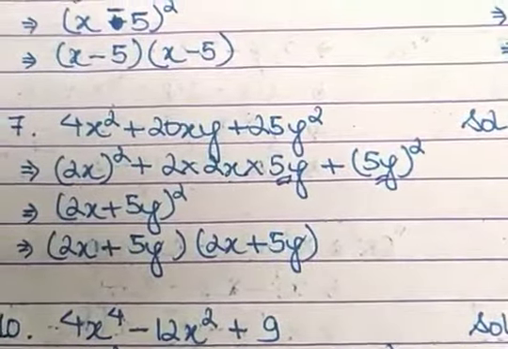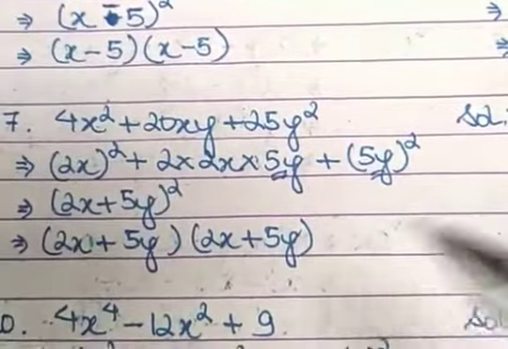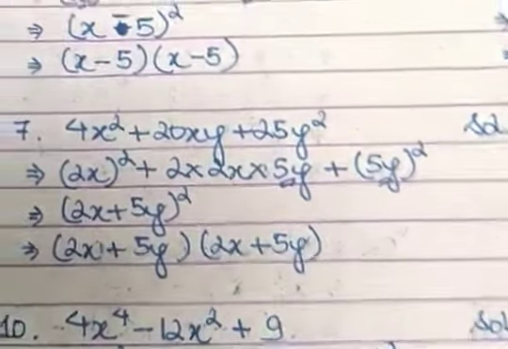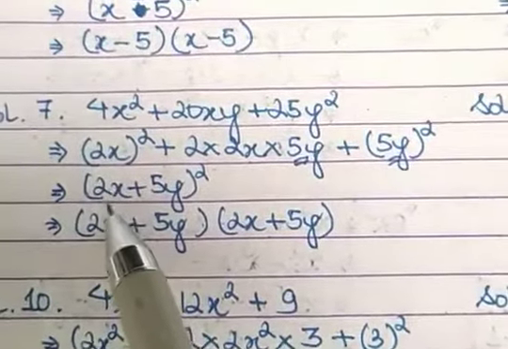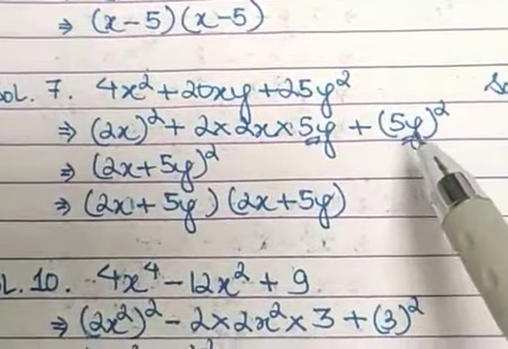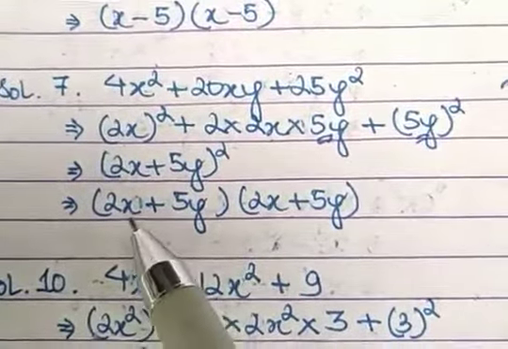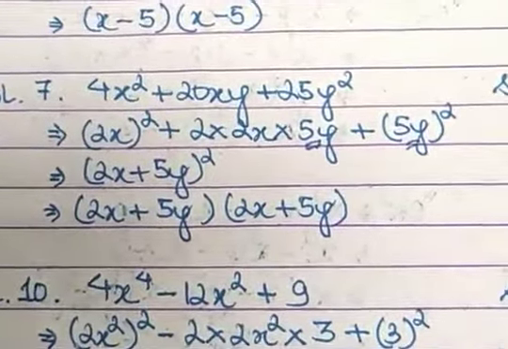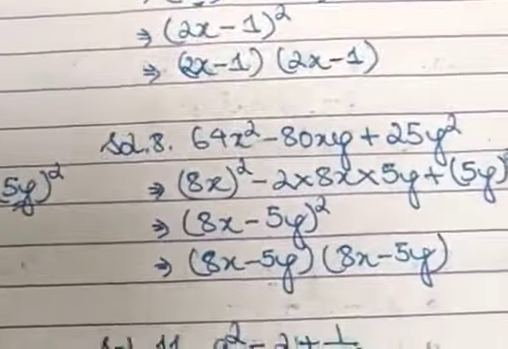It's just that we have expressed the terms in terms of a and b in the expansion of a plus b whole square or a minus b whole square. In this one, it is a plus b whole square. In place of a we have 2x, and in place of b we have 5y. Now this can also be written as 2x plus 5y, 2x plus 5y, the factor form, and we are done here. Okay, moving on to the next one.